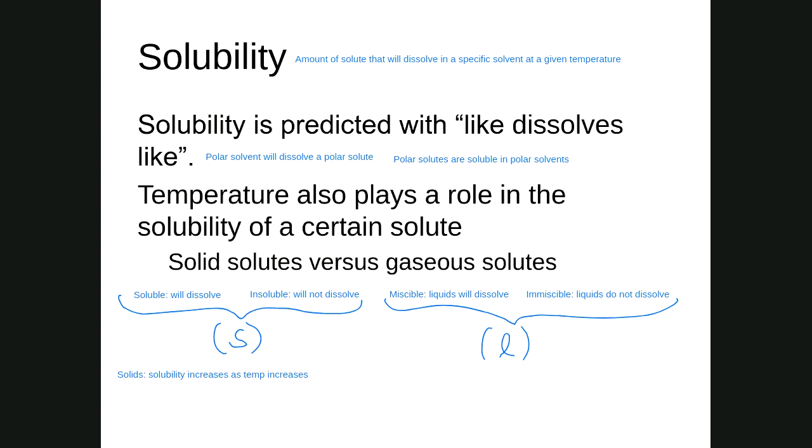Let's take a look at gases. So gases can also be soluble in different solvents. We see that with different carbonated beverages, right? We are dissolving carbon dioxide into an aqueous solution. So for gases, we see that solubility actually decreases as the temperature increases.